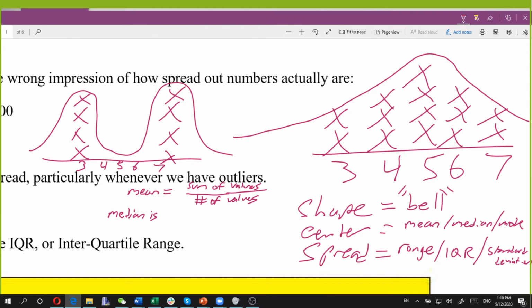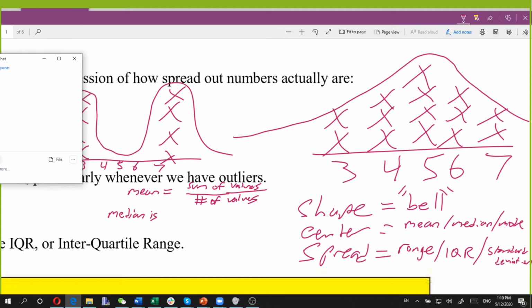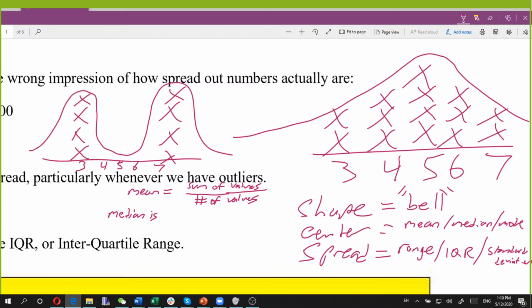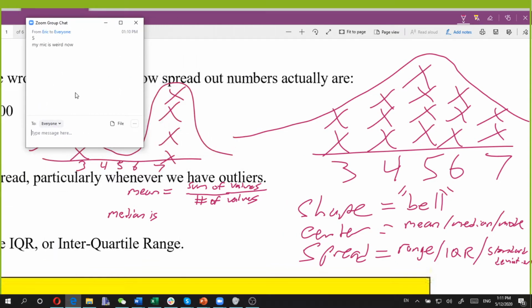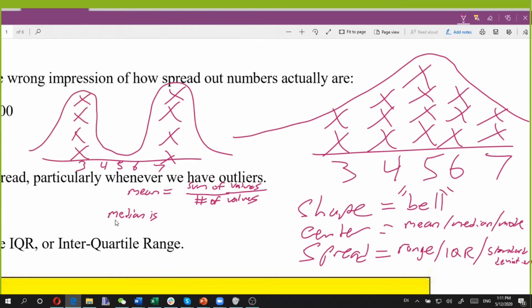Okay. Eric, what is our median? Eric, can you hear me? Oh, I've got him on chat. Okay, so Eric's having some mic issues. I'm gonna pass for now over to Andrew then. Andrew, what is the median? Okay, median is the middlemost value. If I wanted to find the median for this distribution that I have in the bell curve, what would I do?